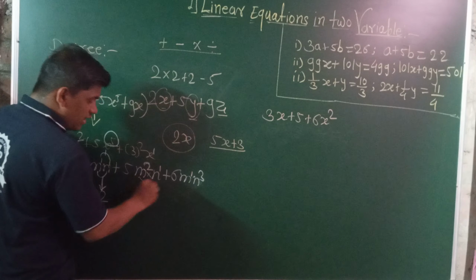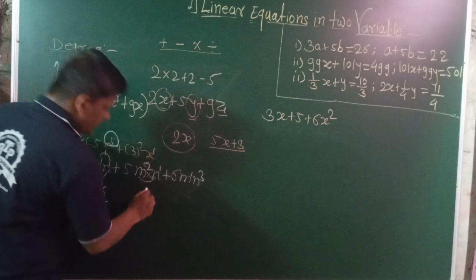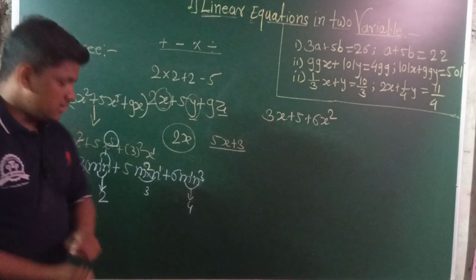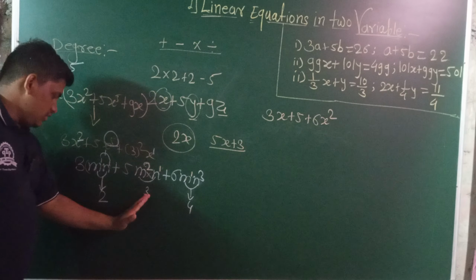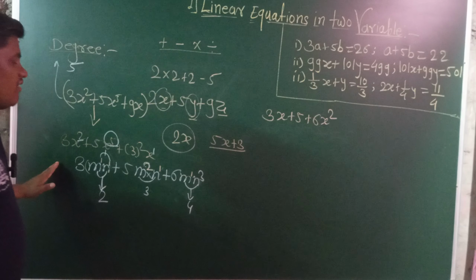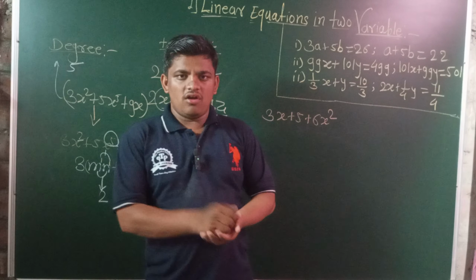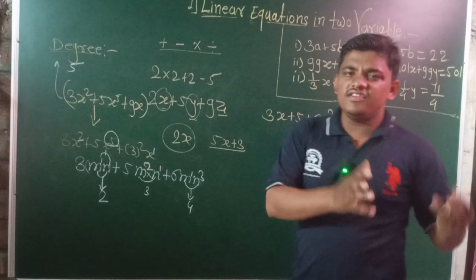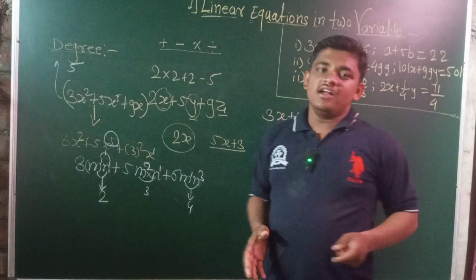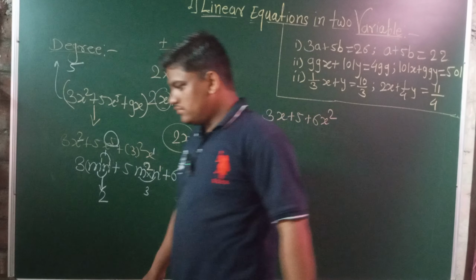In the second term, m and n are in product, so adding their powers, 2 plus 1 is 3. In the third term, 3 plus 1 is 4. These are the indices of the variables: 4, 3 and 2. Of these, 4 is the highest value. That means the degree of this equation is 4. When there is a single variable equation, we easily calculate the degree. And in double variable terms, we just add their powers if the variables are in product or multiplied.